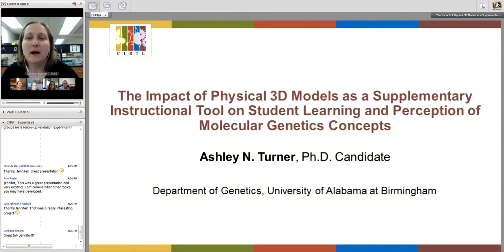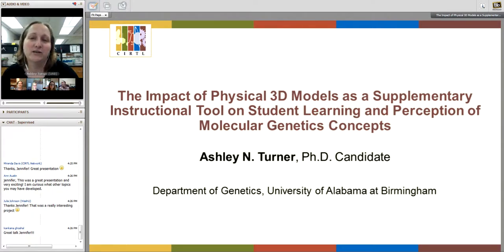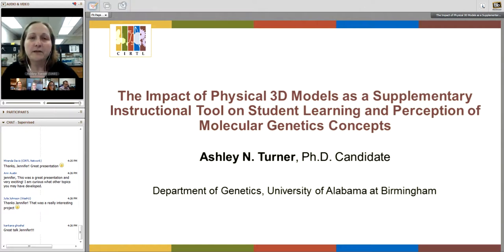The impact of physical 3D models as a supplementary instructional tool on student learning and perception of molecular genetics concepts. Ironically, there is a lot of literature looking at the impact of 3D models on student learning. However, there's a huge gap in looking at biological sciences. All of the money and resources and studies have looked at the impact of models on human anatomy for pre-nursing. So there's been very little research into the impact of models on basic molecular sciences, and that was the question we wanted to look at with undergrad research.